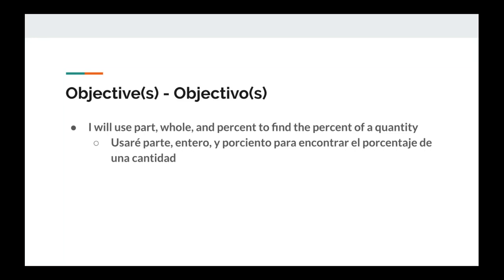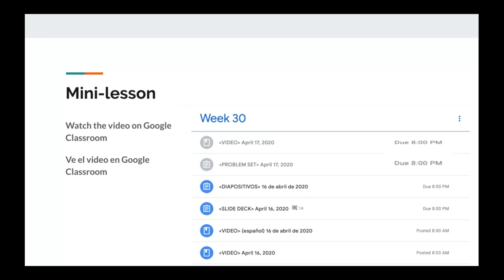Objectives, objetivos. I will use part, whole, and percent to find the percent of a quantity. Usaré parte, entero y por ciento para encontrar el porcentaje de una cantidad. Mini lesson. Watch the video on Google Classroom. Ve el video en Google Classroom.